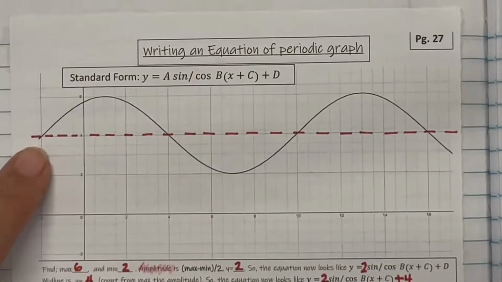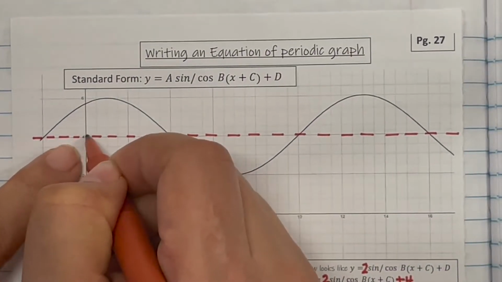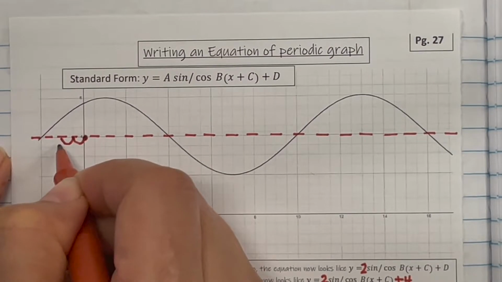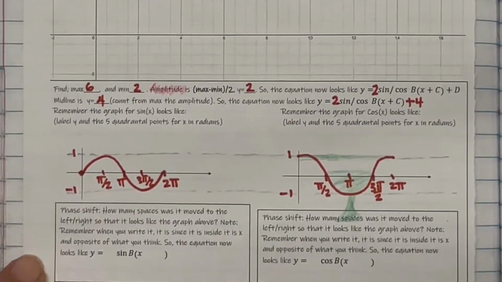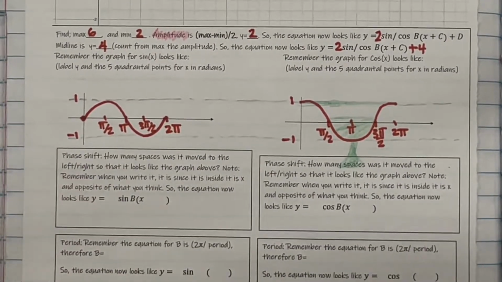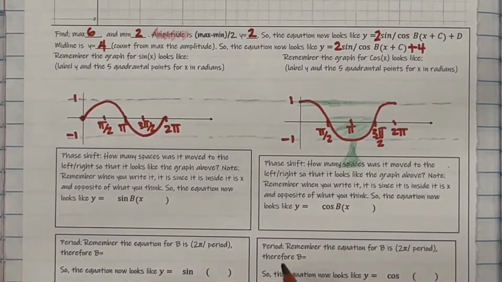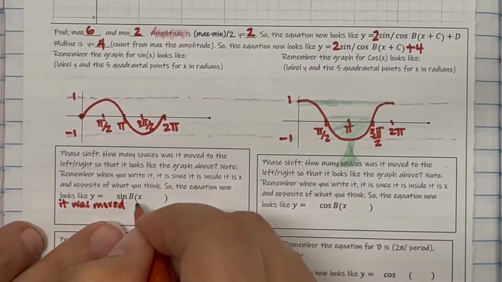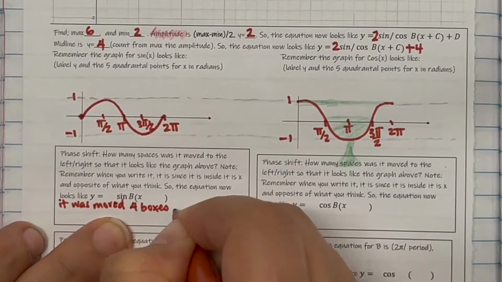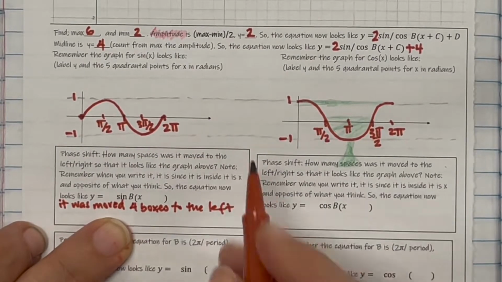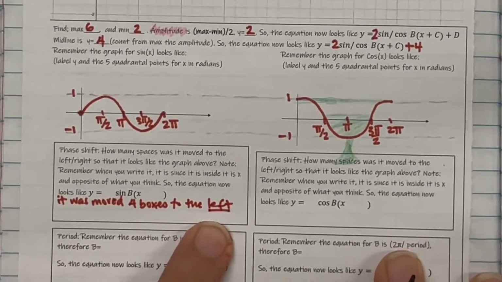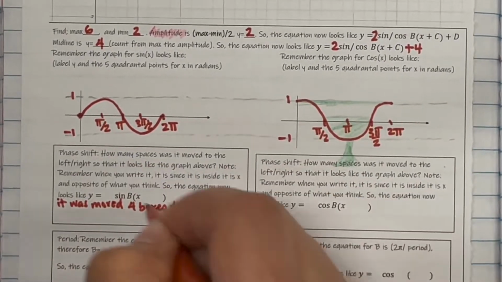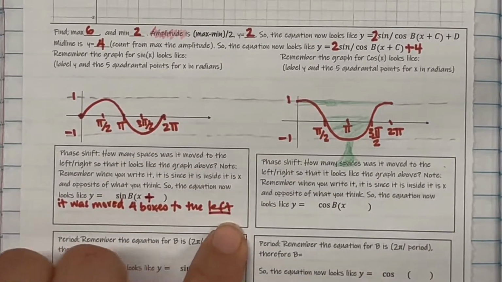Okay, so it's how many boxes it's been moved to the left. It used to be at the origin, and now it's moved 1, 2, 3, and 4. 4 boxes to the left. Because it's inside, remember it's going to be opposite of what you think. So because it's moved to the left, you're going to think it's subtract. But remember, it is opposite. So it's really addition. So you're going to add. It's going to be plus.